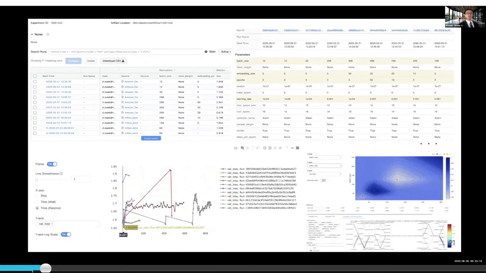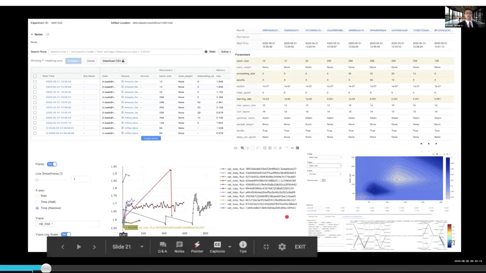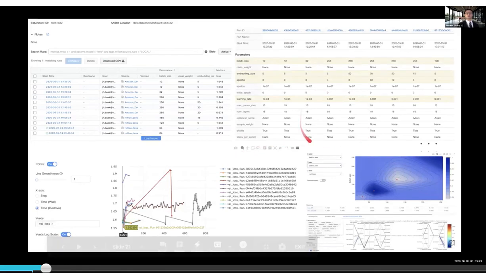So this is one example in the ML Pro, where we track the core parameters and then the conclusion and the accuracy. Here is the graph, and then you can easily compare all the parameters.